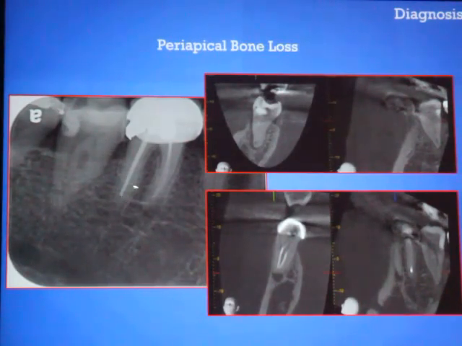Also on a distal root, you can see there is another canal which has not been treated.